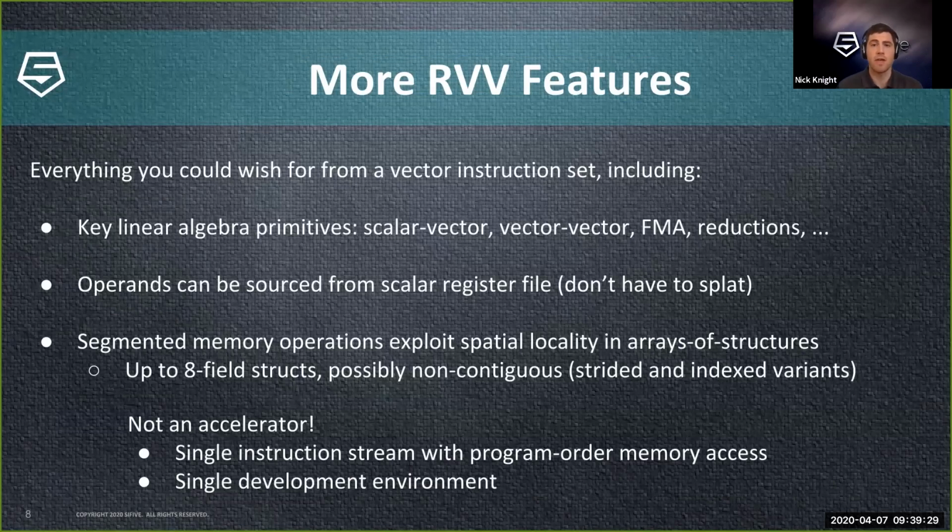But some other interesting features about this vector ISA is that operands can be sourced from the scalar register file. You don't have to worry about splatting things. And another really cool feature we have is the segmented memory operations, which are for loading structures, arrays of structures like complex number pairs and RGB values. They can handle up to 8 field structures. They might be non-contiguous because we've got strided and indexed variants of these that can pull structures from non-contiguous layouts.